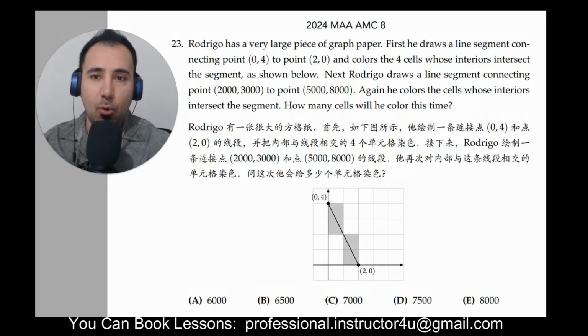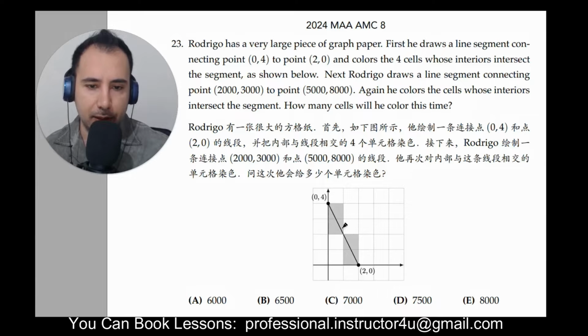Let's see how. Rodrigo has a very large piece of graph paper. First, he draws a line segment connecting these points and colors the 4 cells whose interiors intersect the segment as shown below. Okay, so interiors will be like the colors inside, and you would see that this line and these colors, of course, intersect. Next, Rodrigo draws a line segment connecting these huge points. Again, he colors the cells whose interiors intersect the segments. How many cells will he color this time?